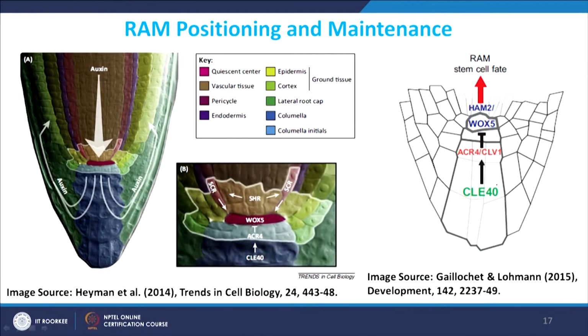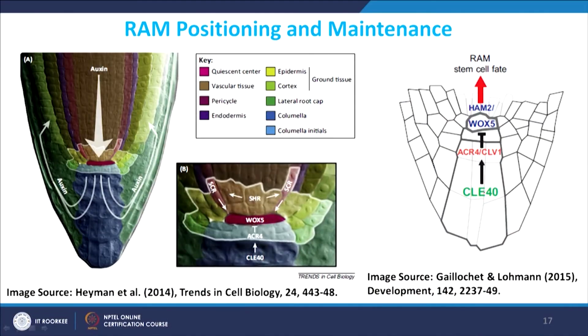So if we combine all this information together, what you can suggest here is that clavata 40, which is present here, its biochemical nature is known. This is a kind of signaling peptide which works as a ligand, and then these are the receptors. So this clavata 40 is received by ACR4 and clavata 1, and this signaling is very important to restrict the domain of VOX5 to the QC.